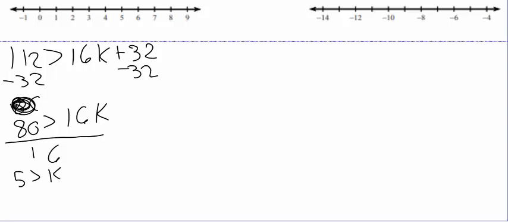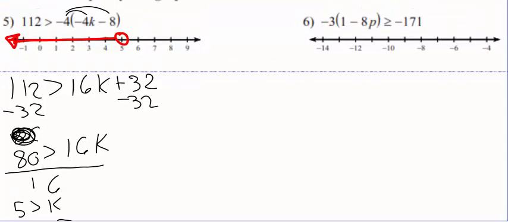I don't like leaving it like that. I always want the variable first. So k less than 5 would be how we'd want to write it. That makes it a little bit easier to graph. If we want to graph this, that less than is telling us we need an open circle at 5, and we need to shade this way. So that would be our answer if we were to shade it. Pretty easy, right? Not too bad.